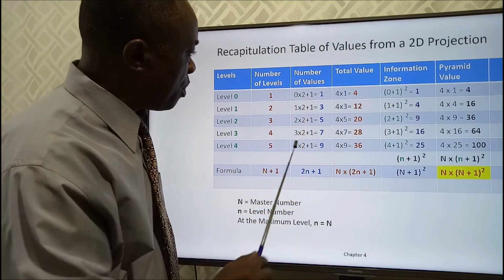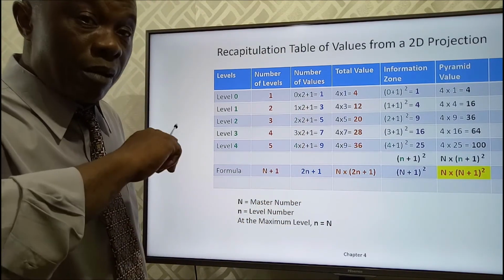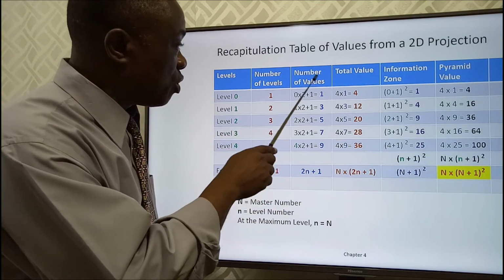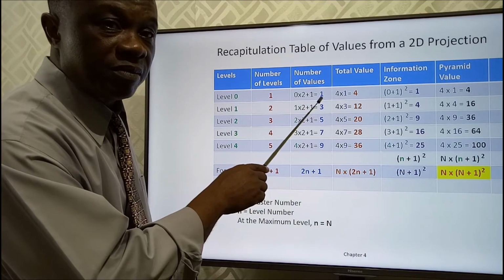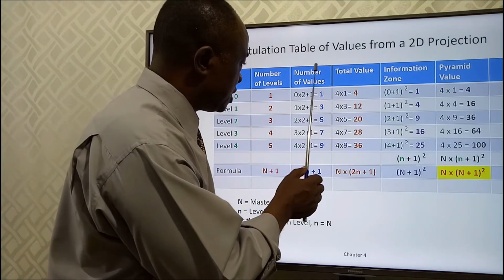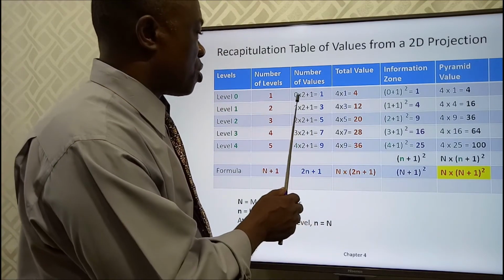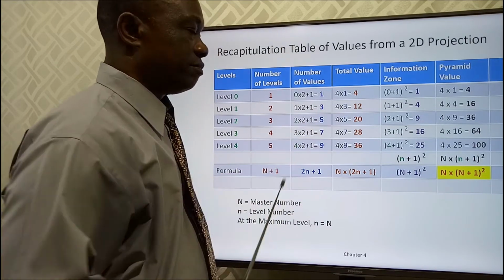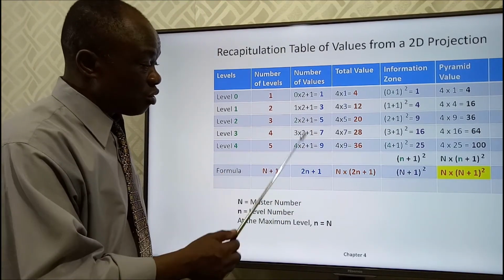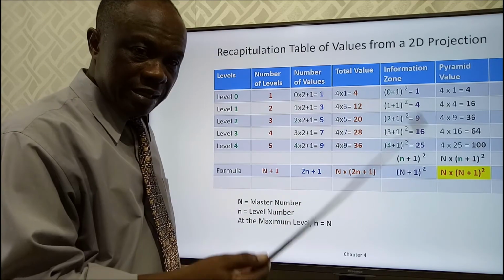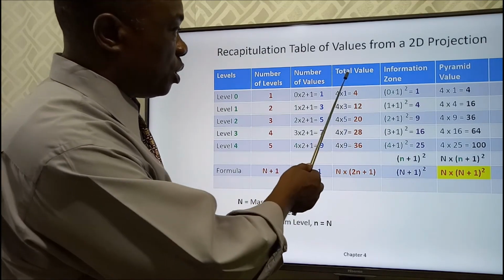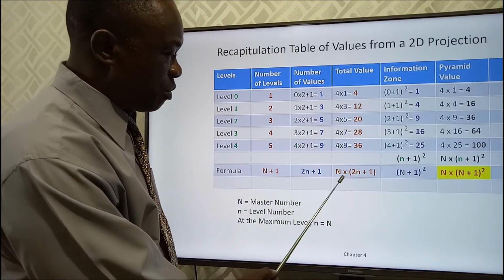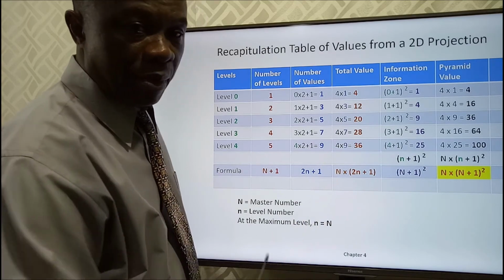The number of values per level, you can calculate that this way. You will have the level number times 2 plus 1. Level number times 2 plus 1. So 2n plus 1. The total value, you have to just get these results here multiplied by the master number.